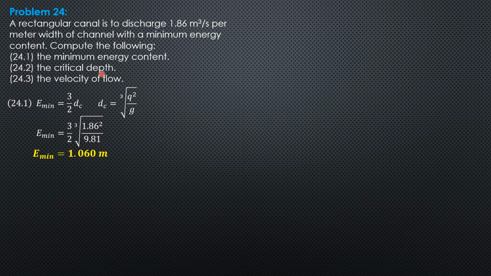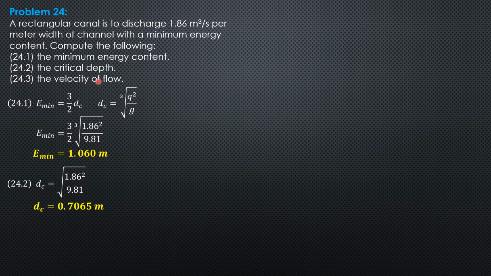The critical depth can be computed from cube root of q square over g, or critical depth is 2/3 of E minimum, 2/3 of 1.06. So I'll just use this formula here. Cube root of 1.86 square over 9.81. The answer is the same if you multiply 1.06 by 2/3 from this formula here. So critical depth for rectangular channel is 2/3 of E minimum. So 0.7065 meters. Then the velocity of flow.